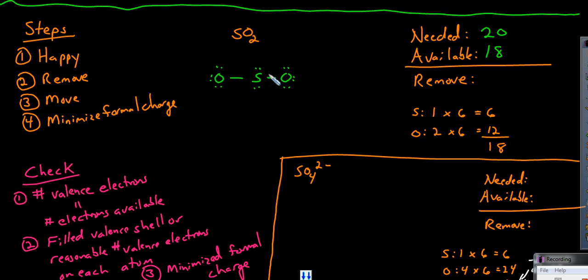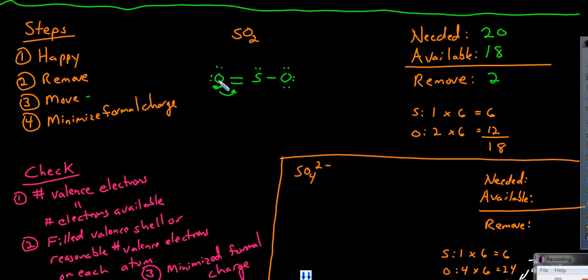Yet, our current structure has 20 electrons in our happy structure. So we need to remove 20 minus 18, 2 electrons from this structure. So go ahead and remove or erase 2 electrons. So we removed electrons, but now we need to move electrons so that all atoms get filled octets. And so go ahead and move these 2 electrons in to form a double bond.